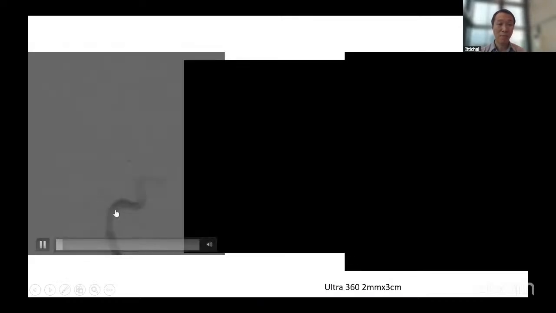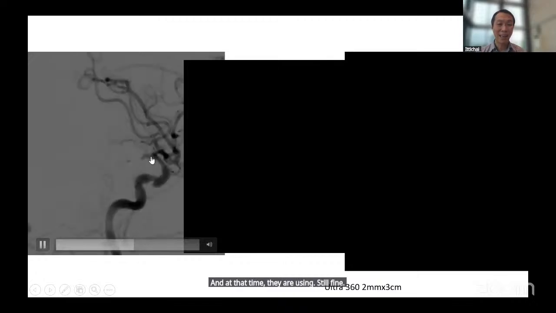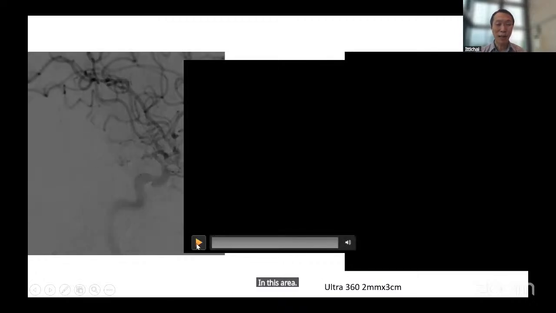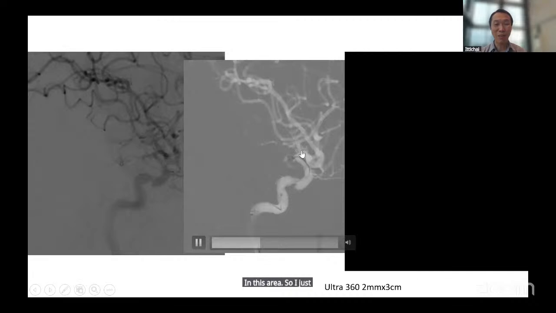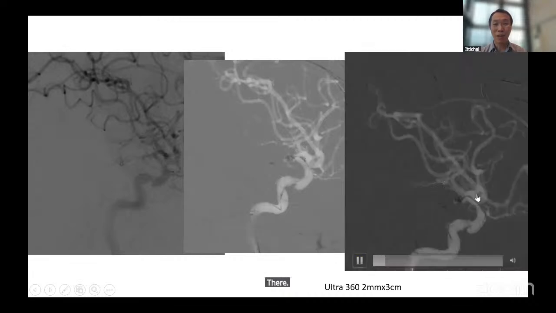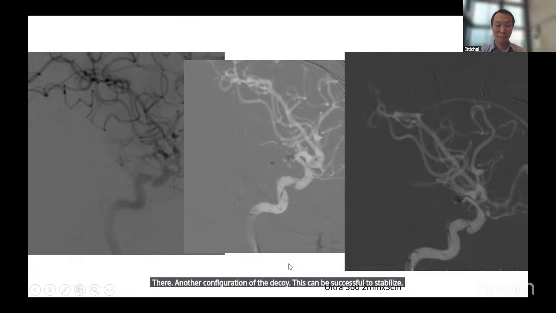And at that time, the aneurysm was still fine in this area. So I just changed strategy and shot another configuration of the coil. It was successful in stabilizing in the aneurysm sac. The patient recovered well.